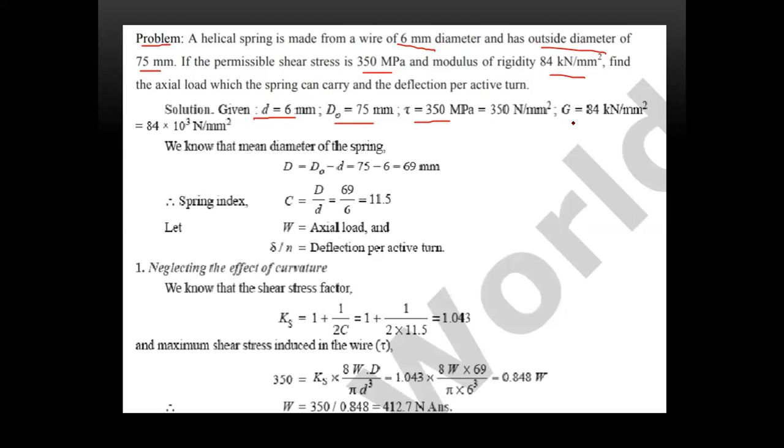Next one. What is the G here? G is the modulus of rigidity. G is 84 kilonewton per mm square. Convert into Newton per mm square.